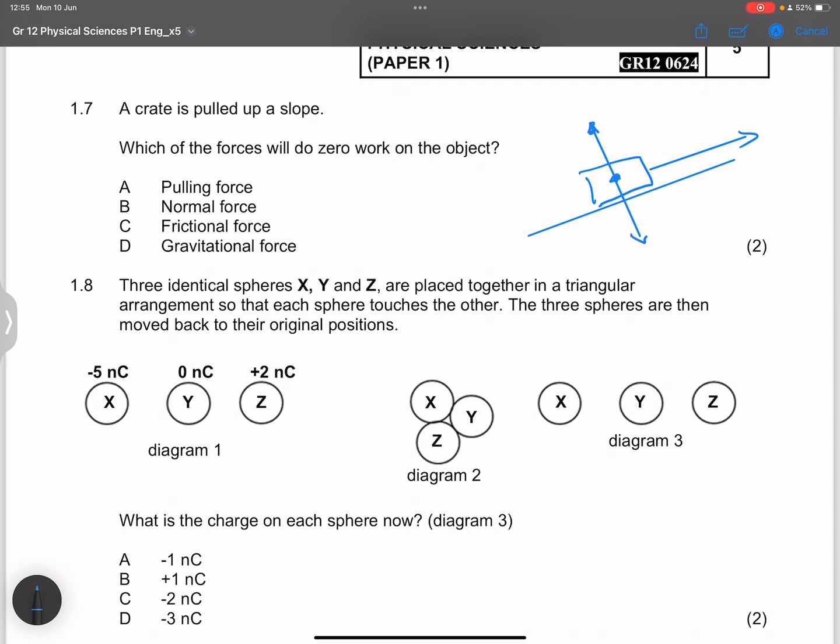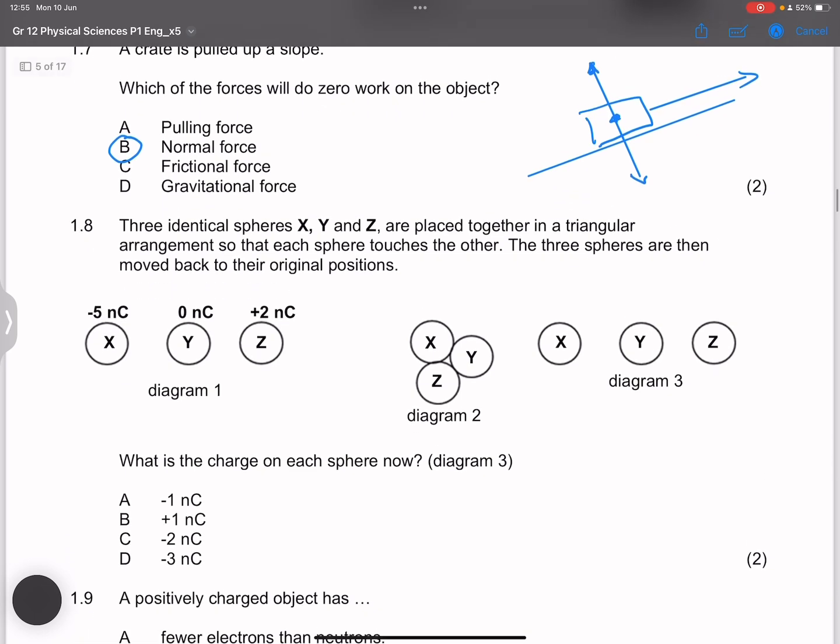So let's see. They said normal force, definitely B. I would tend to agree with that. In this case, they didn't say the component of gravity, but they said gravitational force. And gravity does a certain amount of work there, because it has a parallel component as well. So that would be B.